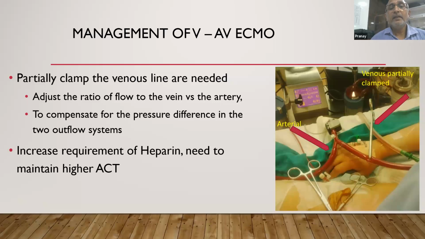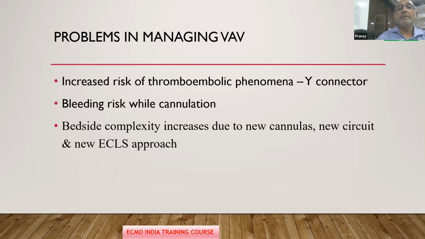Second thing you need to do is, because there is an increase in the circuit length and an increase in turbulence because there's a Y connector here, you need to increase the heparin requirement, and you have to increase your target ACT. So usually we keep the target ACT here around 200 or so. Okay.